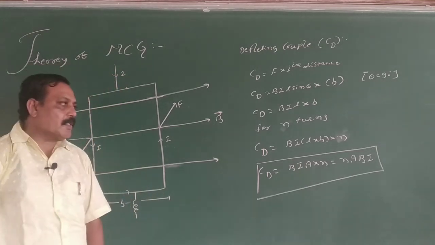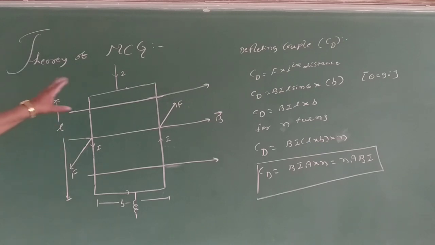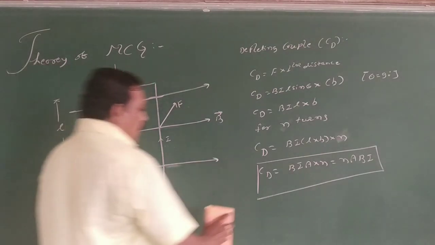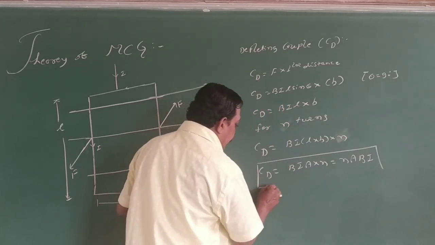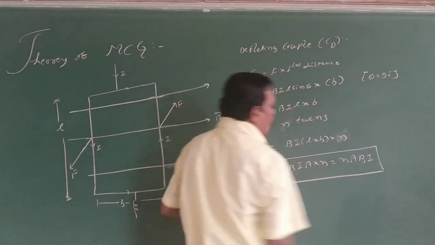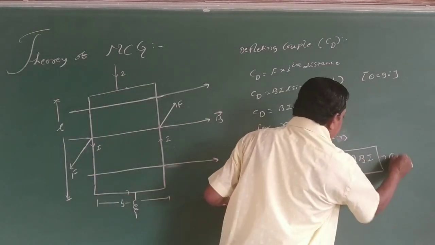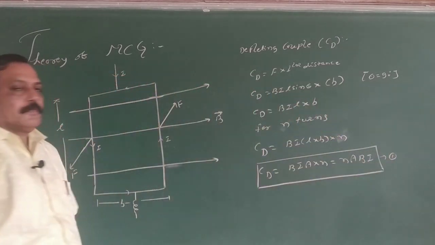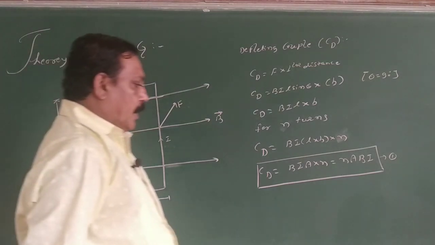Where n is the number of turns, A is the area of a rectangular coil, B is the magnetic field and I is the current through the coil. How can we remember this? In Kannada we can say NABI. I call this equation number 1. Now this is the deflecting couple, NABI.